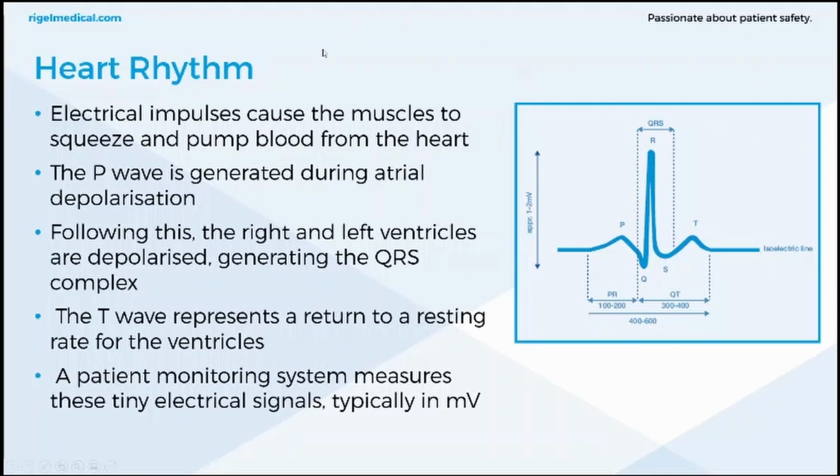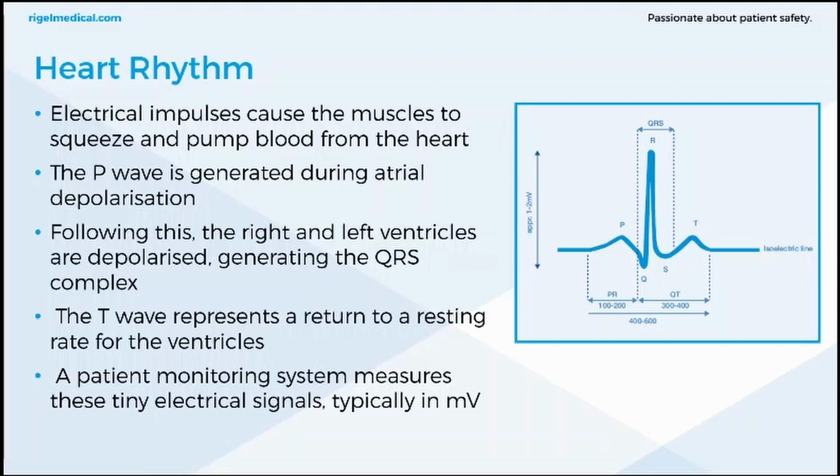So heart rhythm: electrical impulses cause the muscles to squeeze and pump blood from the heart. The P wave is generated during atrial depolarization. Following this, the right and left ventricles are depolarized, generating the QRS complex. The T wave represents a return to resting rate for the ventricles. And a patient monitoring system measures these tiny electrical signals in millivolts to ensure that the right electrical impulses are being produced.